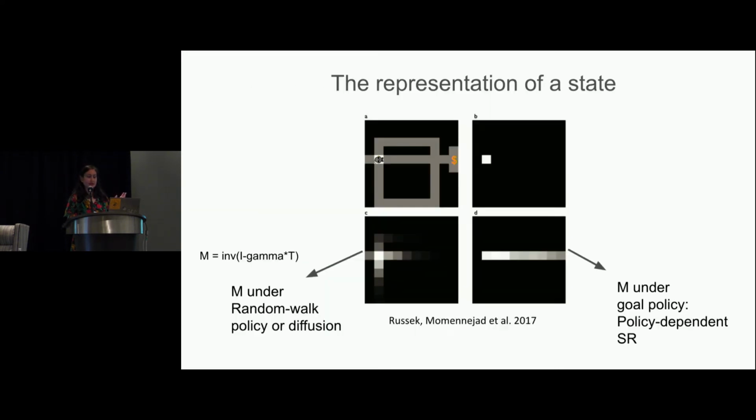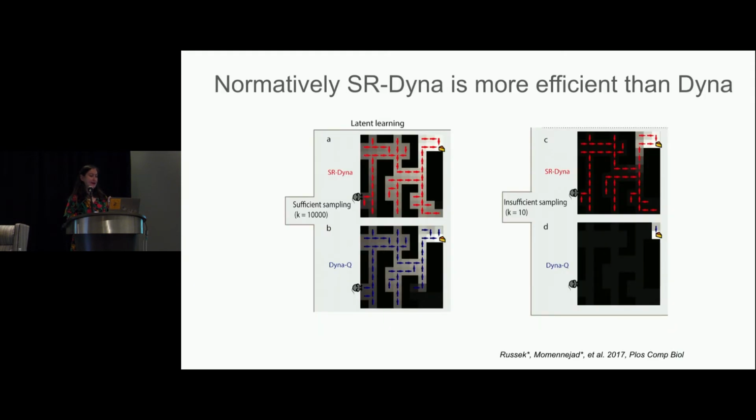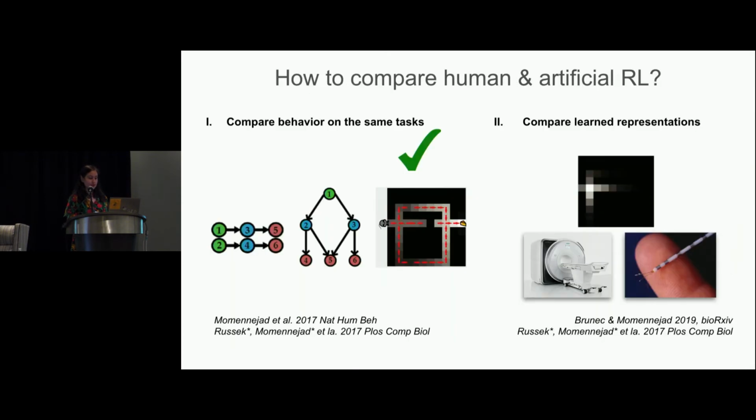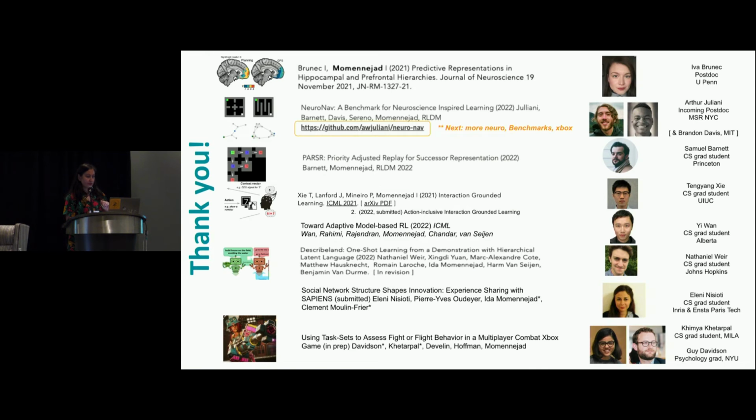We also replicated this. I have some things here about the distinction between different, yeah, I have to wrap it up, so I'm just gonna see. Please also go take a look at various kinds of prioritized replay that we published with Samuel Barnett. We call it parser priority adjusted replay for successor representations and compare representations that learn depending on what kind of replay prioritization you had. And just thank again my grad students and postdocs.